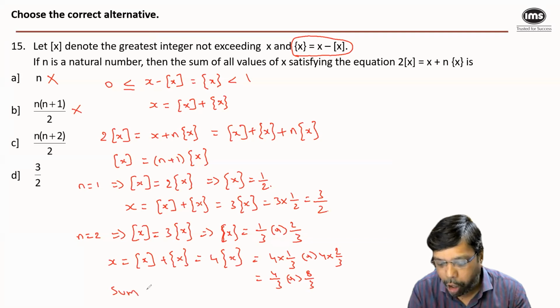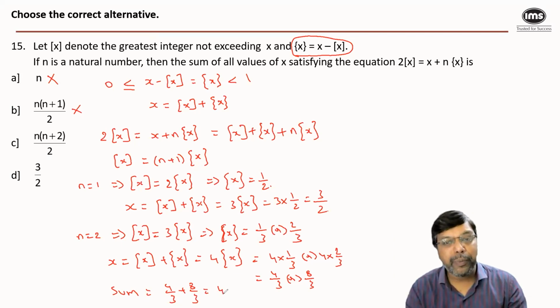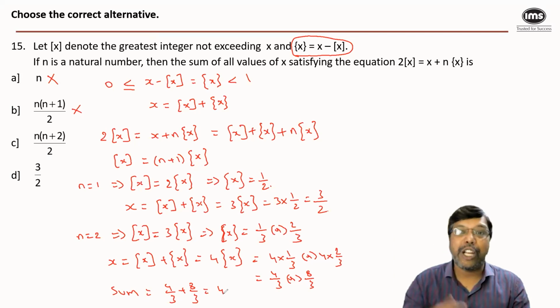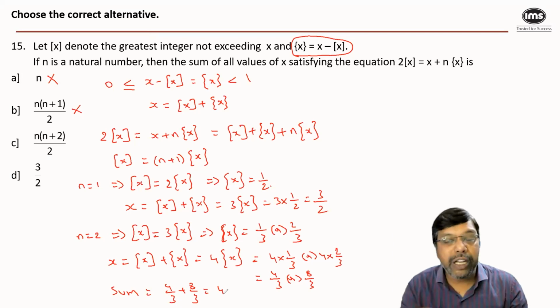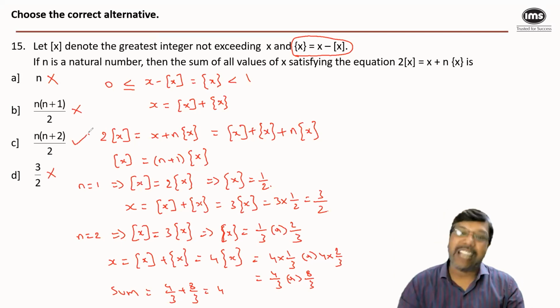So sum of all possible values of x is 4 by 3 plus 8 by 3, that is equal to 12 by 3, 4. Now, if I substitute n is equal to 2 in answer option C, we get 2 into 4 by 2, which is equal to 4. Whereas option D does not say 4. Hence, option D is ruled out and answer option C is the right answer.